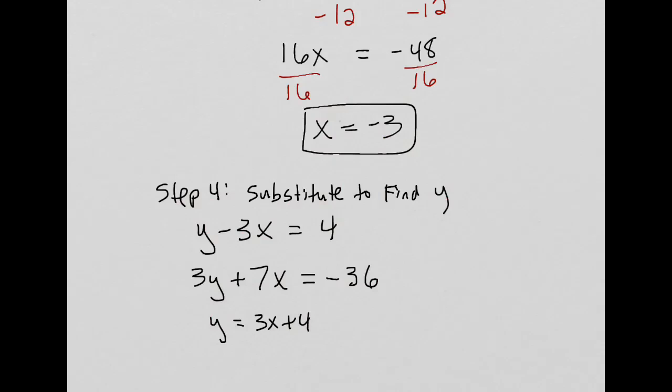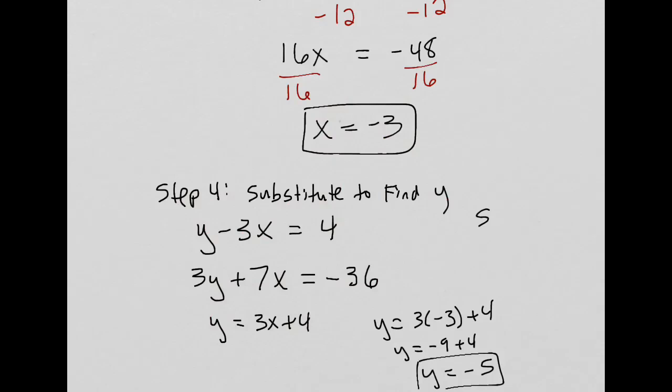So we're going to plug -3 in for x, and that gives us y equals 3 times -3 plus 4. And if we do the math, we get -9 plus 4, which means y equals -5. So that means my solution, I would want to write as a point, the x-coordinate is -3, the y-coordinate is -5.